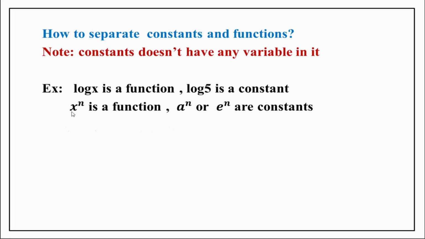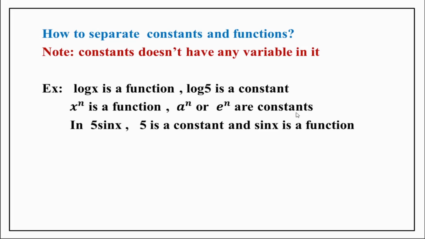Let me take one more example. So x to the power of n has a variable x, so it is a function. Whereas a to the power of n or e to the power of n doesn't contain any variable. So these are constants. Now in 5 sin x, you can see 5 is a number which doesn't contain any variable, whereas sin x is a trigonometric function which has a variable x. So 5 is a constant, sin x is a function.